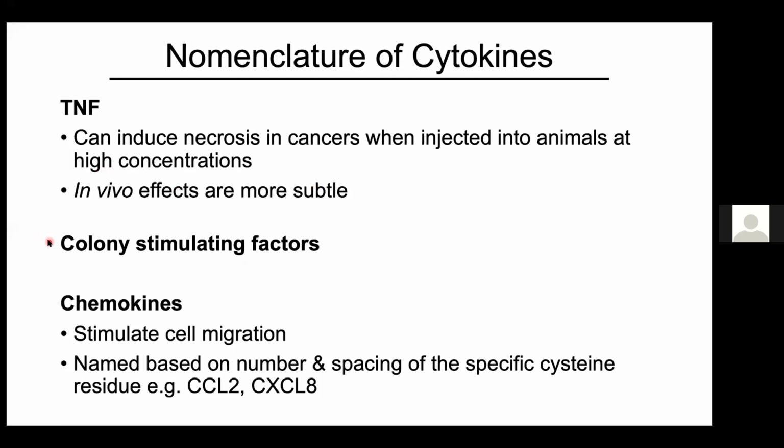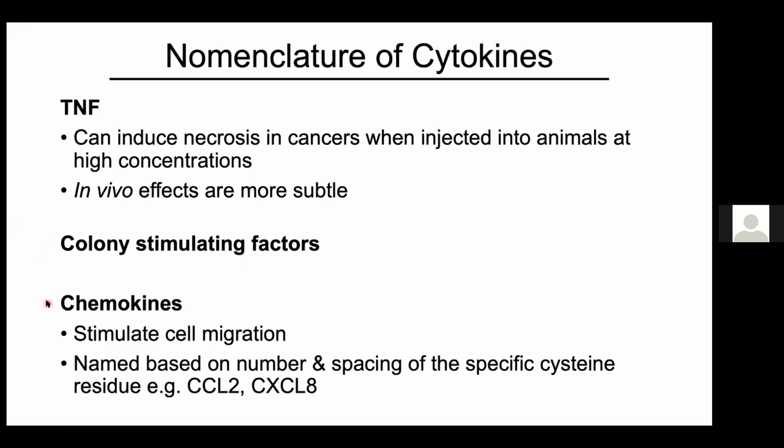And then we have the colony stimulating factors, which are the ones that are mainly involved in production of cells. For example, in hematopoiesis, when you have, for example, your granulocyte macrophage CSF, or your G-CSF, and so forth. So just as the name suggests, these ones are important in production of your immune cells.